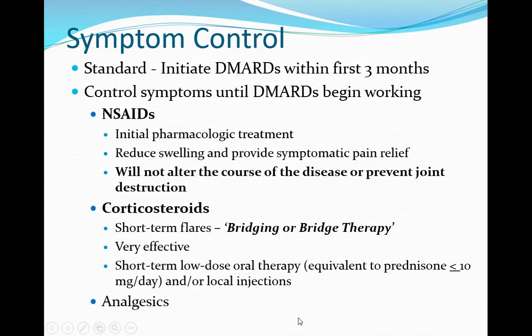So our standard symptom control is to initiate these DMARDs once we make the diagnosis. DMARDs are started within that first 3 months. So we do our workup, we've done our workup, we made the diagnosis, then we're going to initiate the drug therapy. And DMARDs will not act immediately, so we're going to have some symptom control until the DMARDs begin working.